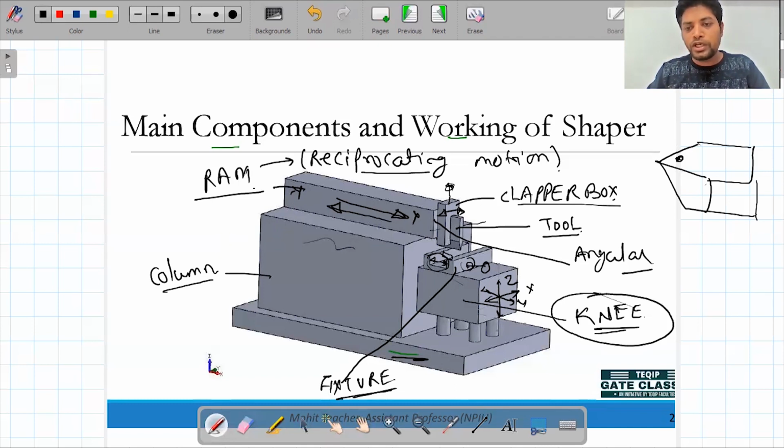It is reciprocating through the knee, so that's why it is getting a feed. Toward this side is the forward motion, then it is coming back, so this is the return motion. In other words, let me explain: this is the body, and we have to remove the material. This is the way through which we can hold, and this is the clapper box over which the tool is mounted. So we are moving toward this side, then again coming back.